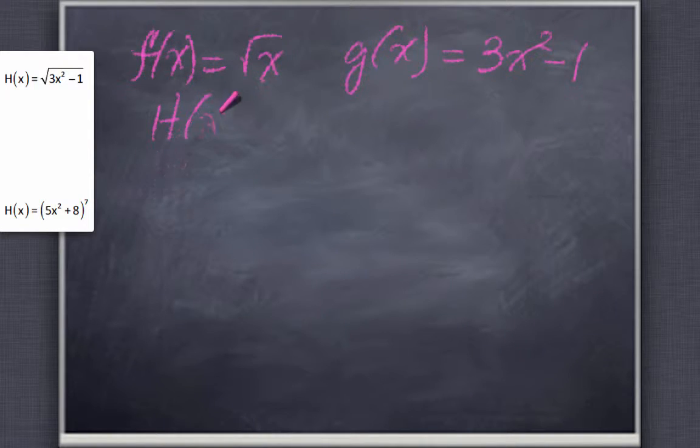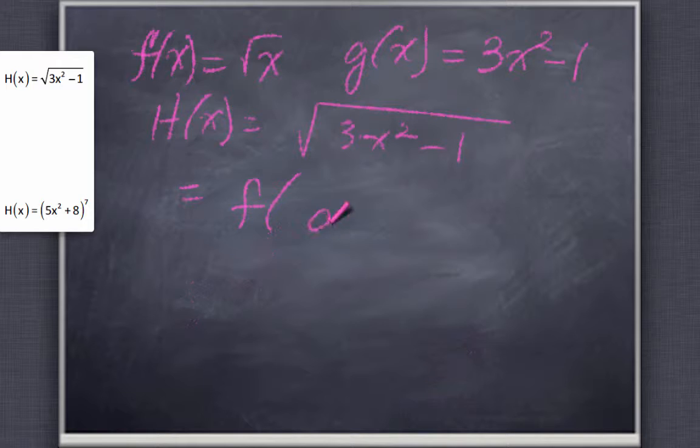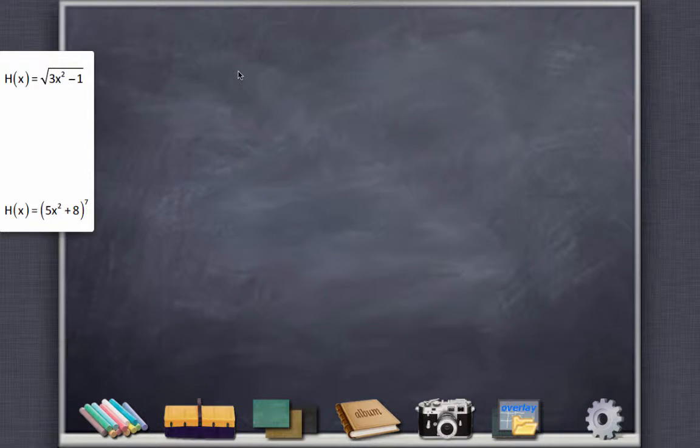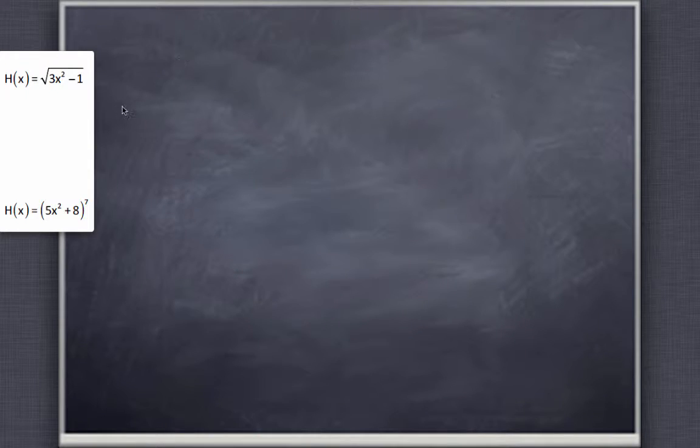So that means h of x is square root of 3x squared plus minus 1. That's the f part. So that's f of g of x. So the thing you do first is in here, the thing you do second's out here. And it doesn't matter what you name them. You can name them anything you want. So I'll name the outer function g this time just for kicks.